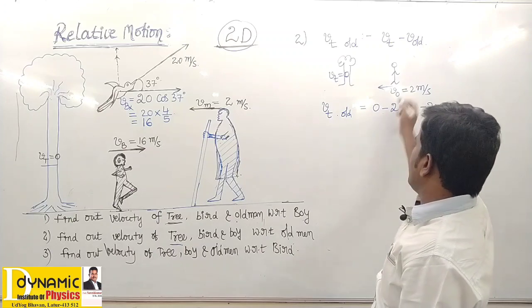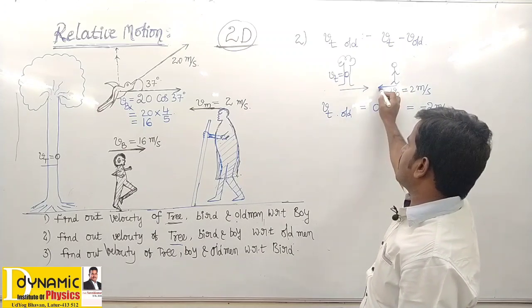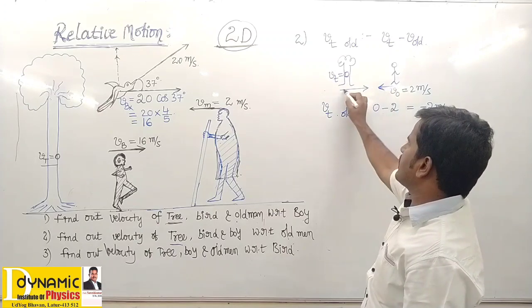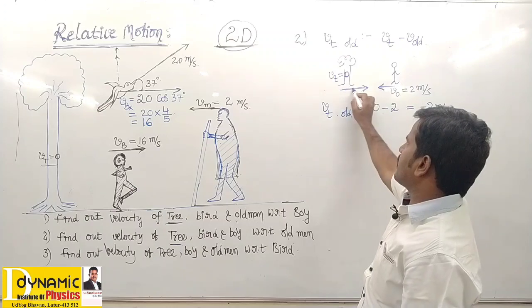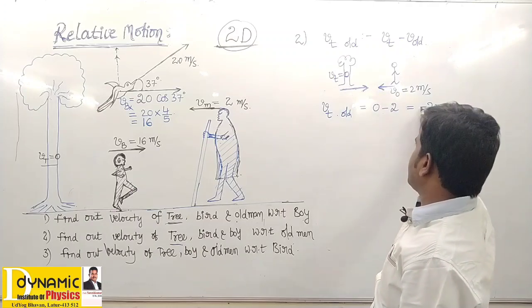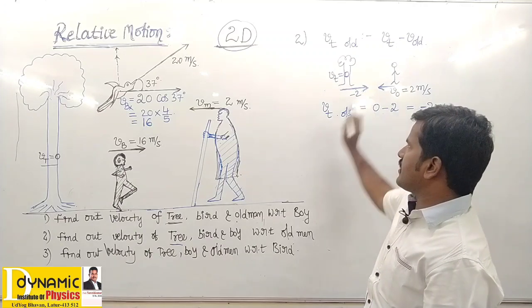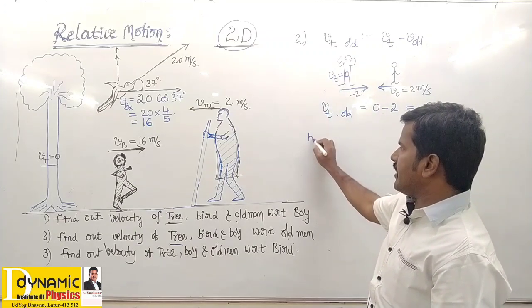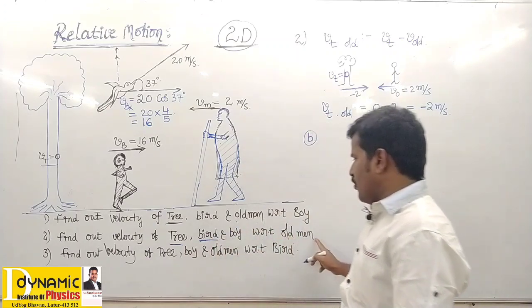In comparison with the old man, the tree direction is like this. This is the old man's motion, and this is the tree direction. This is plus 2 and this indicates minus 2. Minus indicates opposite direction. This is minus 2, and this is the first part. And second one, B: velocity of the bird with respect to old man.